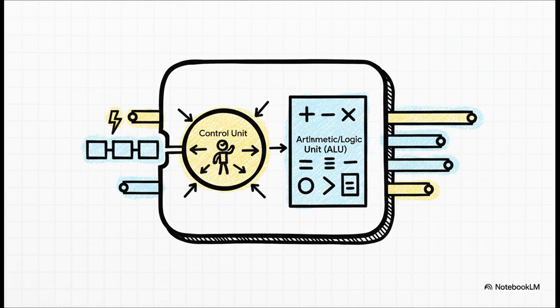Then you've got the arithmetic/logic unit, or ALU. That's your master craftsman, the one doing all the heavy lifting, all the math and the logic. Data gets stored temporarily on a little high-speed scratch pad called registers. And all these parts talk to each other using buses, which are basically the superhighways for data.